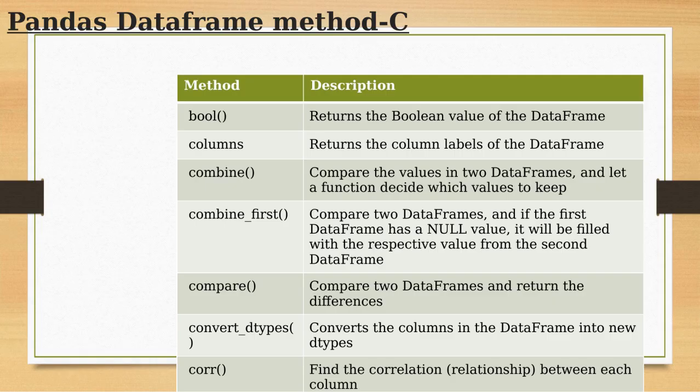Corr calculates the correlation between numerical columns in a data frame. It helps identify whether variables have a positive, negative, or no relationship.